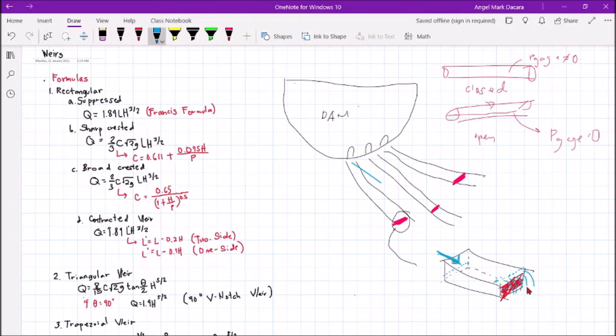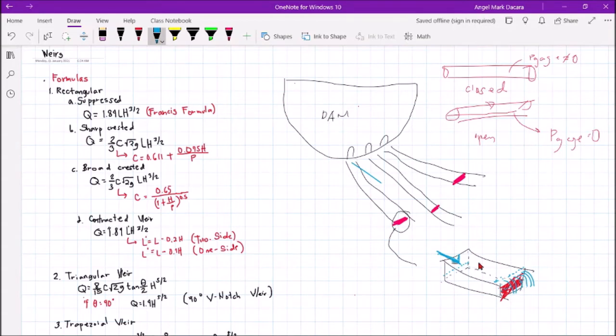Syempre tatapon na siya diyan sa may labas. Ngayon, sir, teka, hindi ko magets kung paano na-control yung discharge nun. Ay, paano na-control yung discharge? Kasi ganun din naman yun, sir. Siyempre, maglagay ka man lang dyan ng gate o hindi, yung discharge ng dam is tuloy-tuloy.